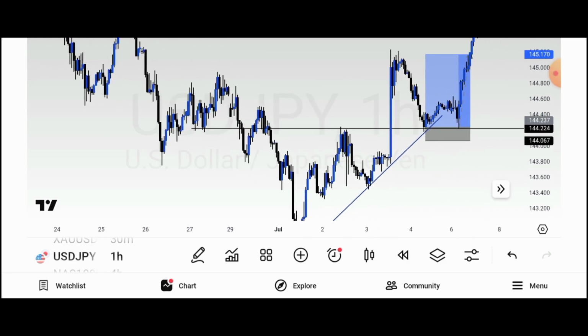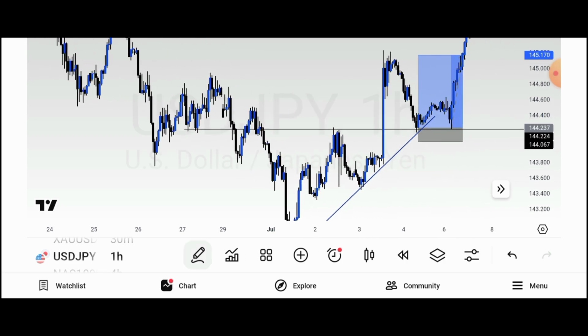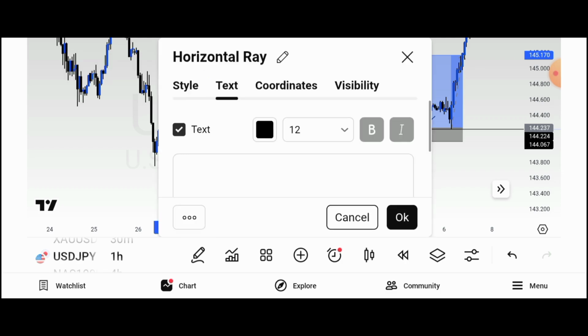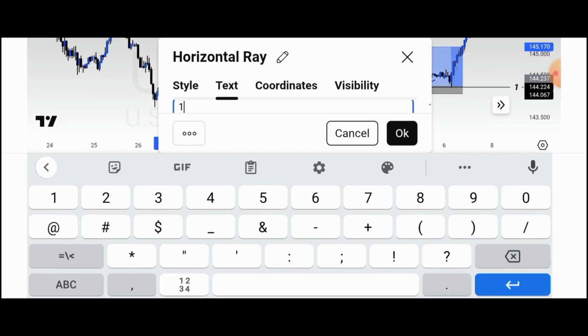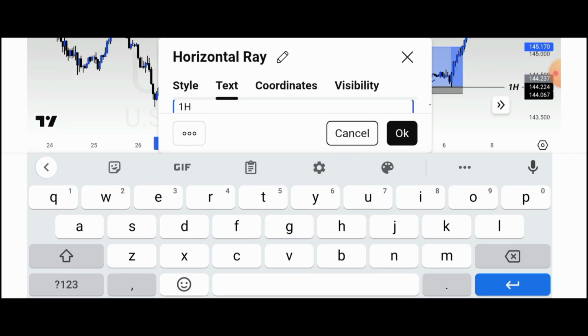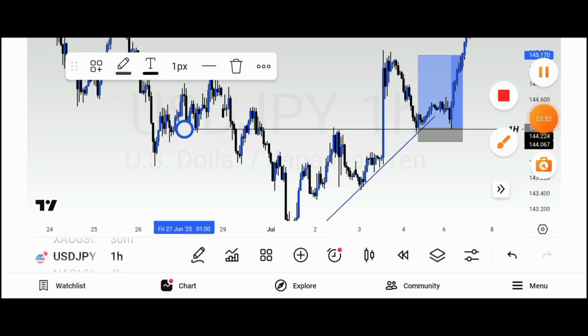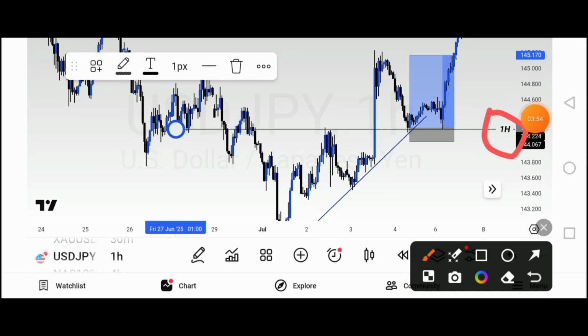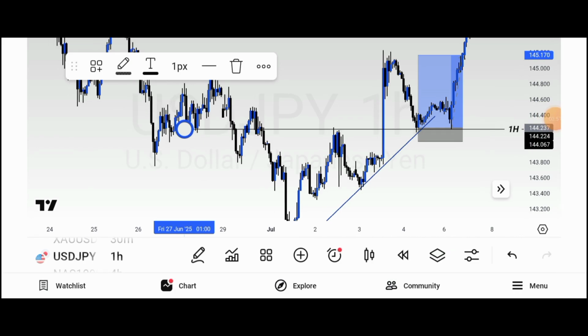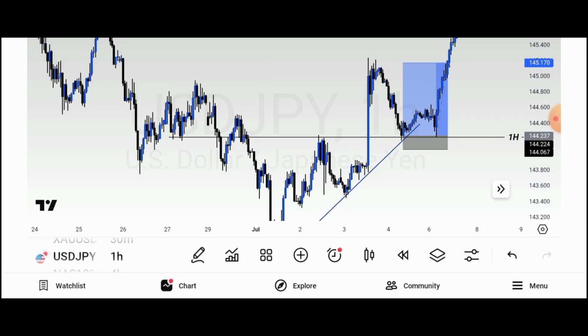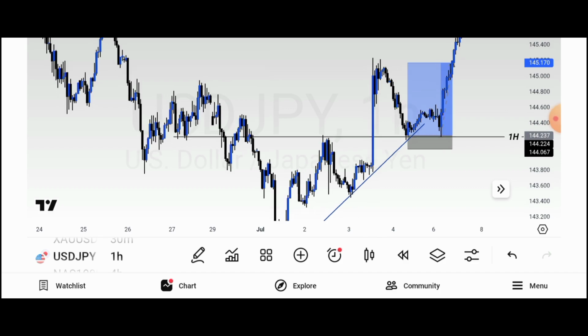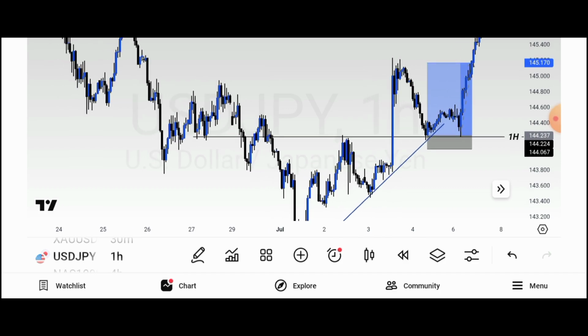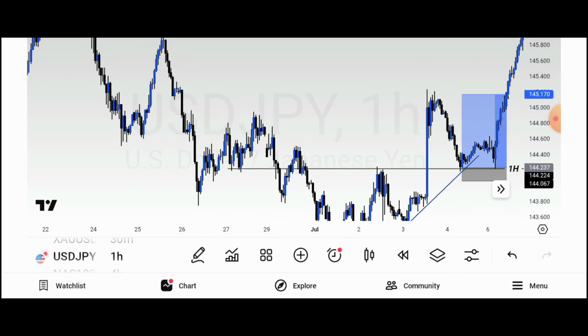Now, for me, I use this horizontal ray sometimes. When you use a horizontal ray, try to label it so that you won't get confused. If you double click on it, look at it. This is the 1 hour time frame. So just write 1H on it, so that you will know from which time frame you drew it. As you can see, guys, it has been labeled 1 hour. So if I'm trading and I see the market reacting or moving, I know that this zone I drew is from the 1 hour. So you can go on and on, joining in different time frames.